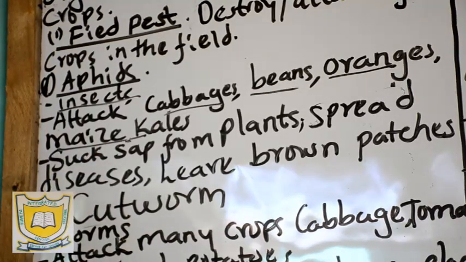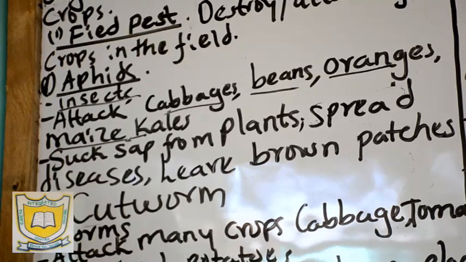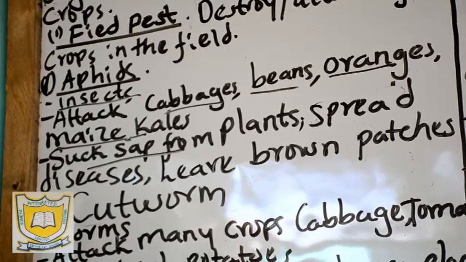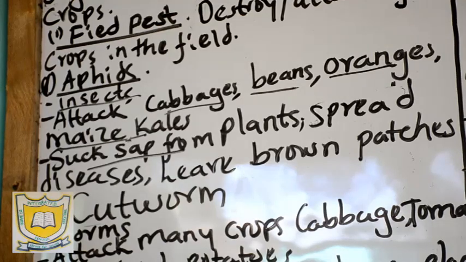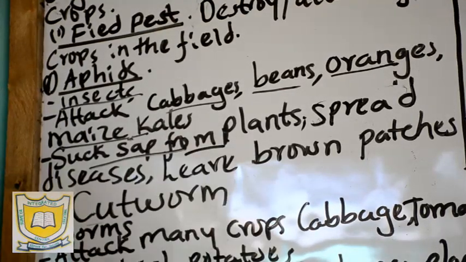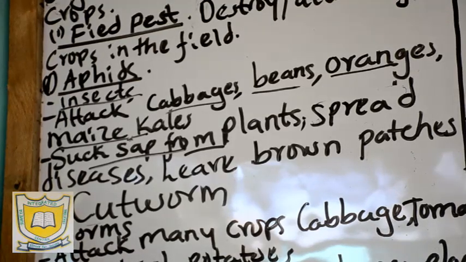Now what are the effects of aphids? Every pest has its own effects. Number one, the aphid sucks the plant, which leaves the plant without any liquid or water inside. If it sucks the sap of the plant, the plant will dry up, and if the plant dries up, it may die.